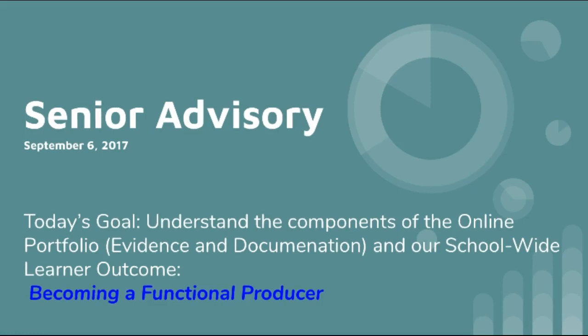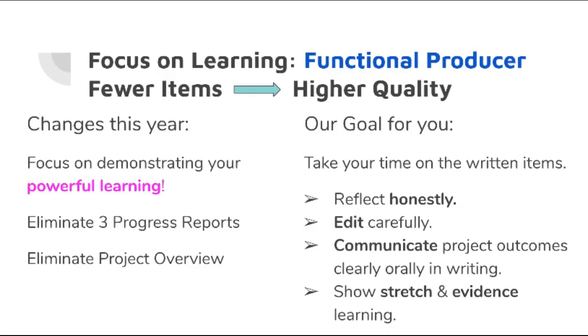So here we go. When we talk about becoming a functional producer, what we mean is becoming a person who can effectively use appropriate technology and create appropriate products for specific audiences or markets. So in the context of your senior project, we're looking for you to produce that evidence that you listed in the proposal, along with some other items that all seniors will complete.